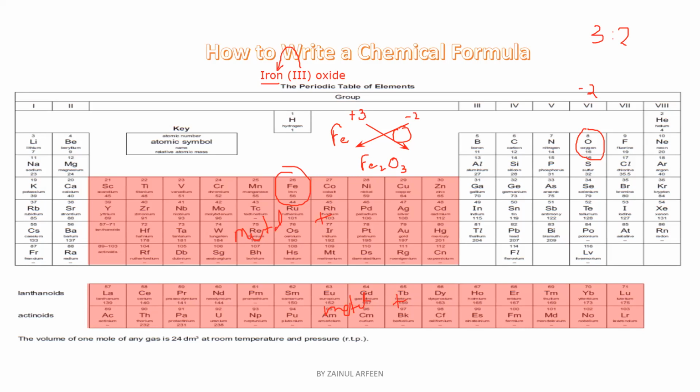Is it clear to everyone? The formula of iron 3 oxide. For these elements, it's much easier to write the formula compared to others, because for other elements we have to first check their group and write the valency. But for this type of element, the Roman number which is written next to the element is actually the valency of that element.